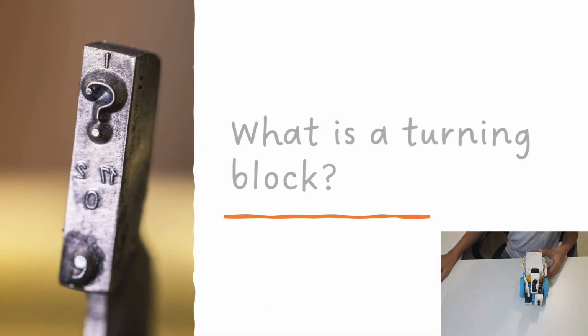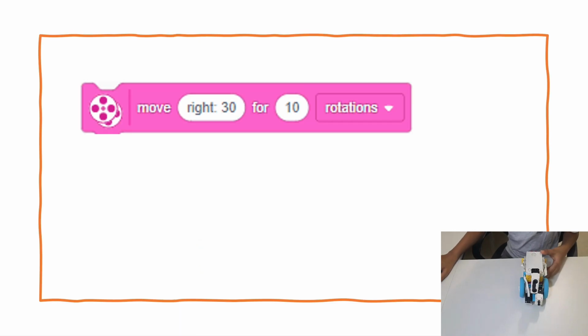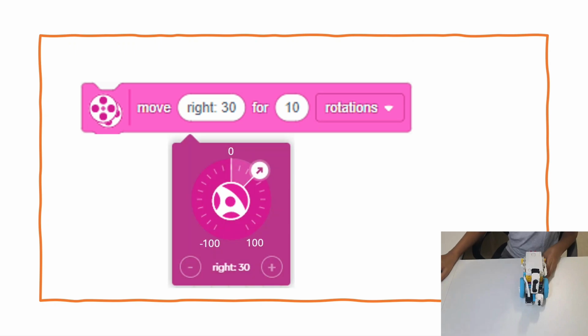Now let's come to the point of what is a turning block. A turning block is this pink block with a bunch of settings. When you click on the first white box, you get a drop down with a steering wheel controlling the turning angle. And this first white box controls the inner wheel. You can drag this arrow left and right. When you drag it left, then the robot turns left. When you drag it right, then the robot turns right.